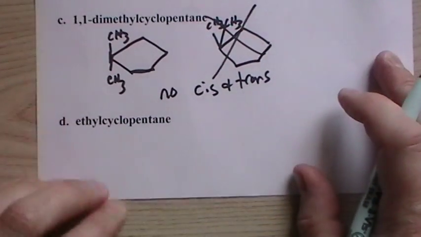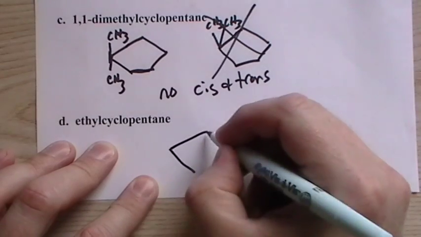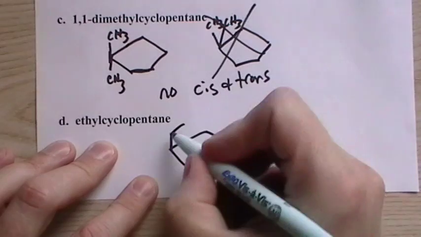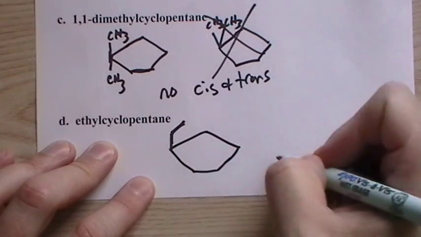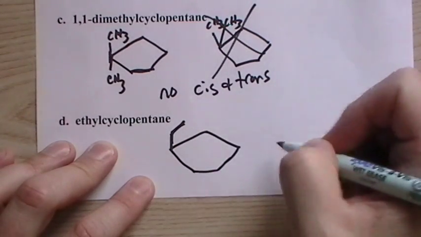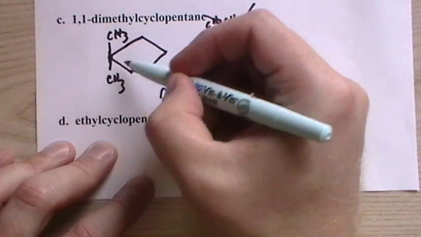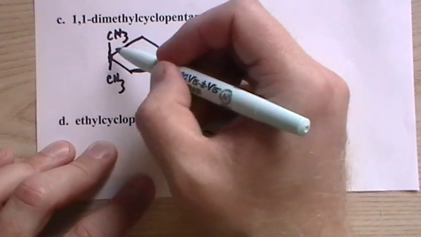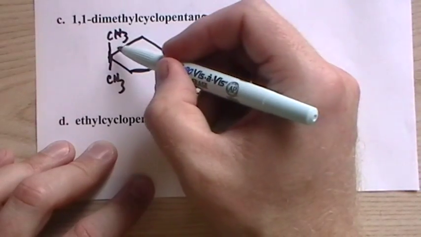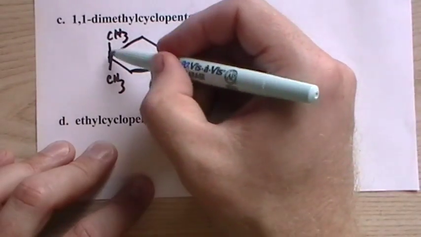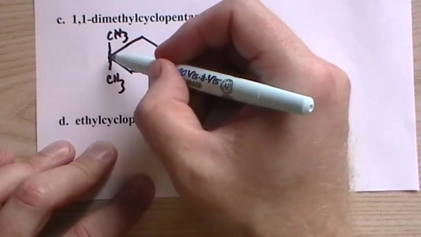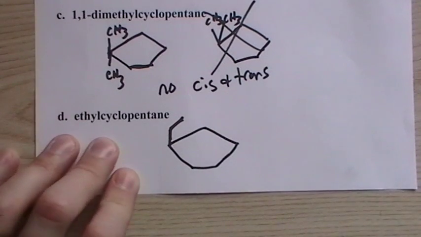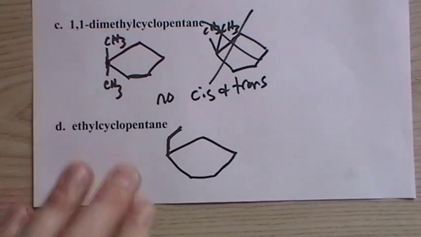And then ethyl cyclopentane. This one's pretty obvious because there's nothing countering this ethyl group. There's nothing to be cis to. So even though this looks like trans, the substituents have to be on different carbons because there is no counter to it. Even though you might think of this as trans, there's no cis, so you can't have the groups on the same side, on the same carbon. And that is that.